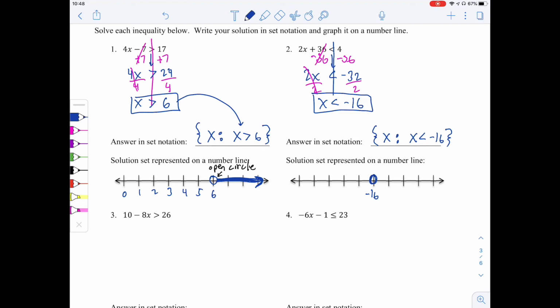And then less than negative 16, we can make this negative 16. Open circle is going to be less than, and then less than is to the left. Open circle is if it's not equal to. If it's equal to, then we're going to shade in the circle.